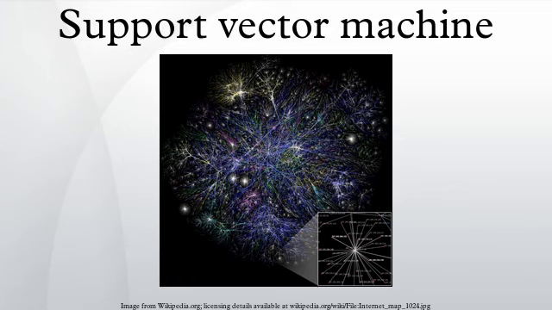In machine learning, support vector machines are supervised learning models with associated learning algorithms that analyze data and recognize patterns, used for classification and regression analyses. Given a set of training examples, each marked as belonging to one of two categories, an SVM training algorithm builds a model that assigns new examples into one category or the other, making it a non-probabilistic binary linear classifier.